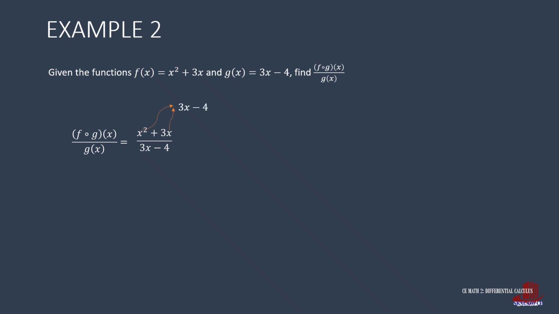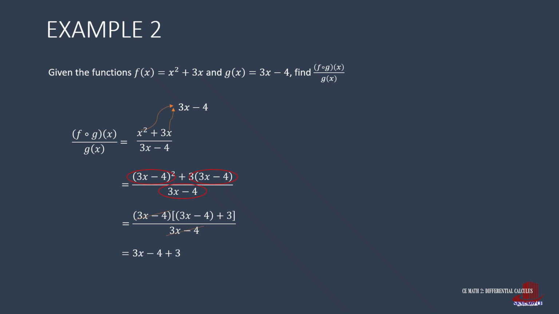The x variables are to be expanded as 3x less 4, thereby turning the function into the square of 3x minus 4 plus thrice of 3x minus 4 all upon 3x less 4. Just like earlier, notice the common binomial on each term, so we extract out the binomial to be able to cancel the denominator. This leaves the remaining binomial of 3x minus 4 and positive 3. Collect the constants to simplify the function into 3x minus 1.